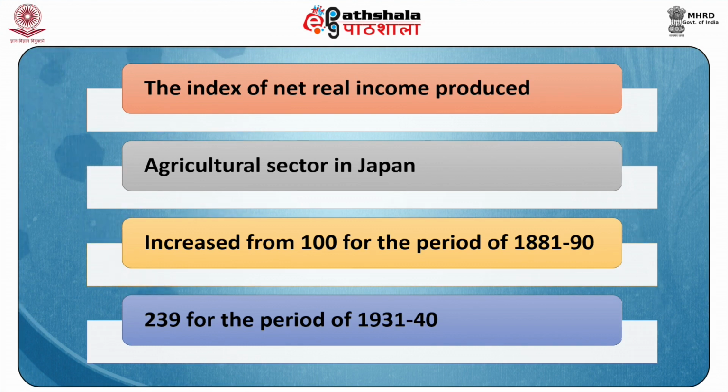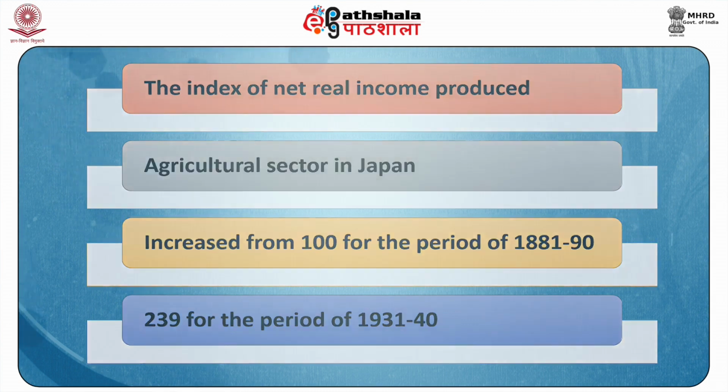The index of net real income produced by the agricultural sector in Japan increased from 100 for the period of 1881-90 to 239 for the period of 1931-40, according to Johansson 1962.